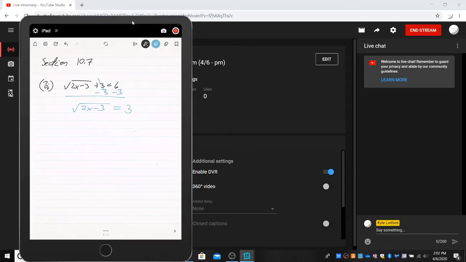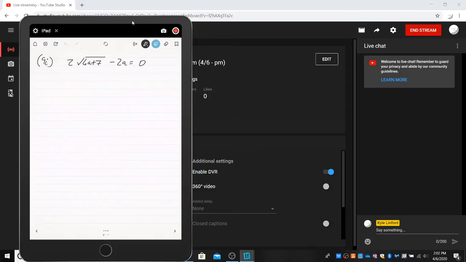Now that we've isolated the radical, we have to get rid of it. The way to get rid of the radical, the square root, is to square both sides. The only way to get rid of a radical is to raise both sides to the power. So instead of a square root, let's square everything. We end up with 2x minus 3, and that's equal to 9. When I squared both sides, I said raise it to the power that gets rid of the root. So if this was a cube root problem, I'd raise both sides to the third power. If this was a fourth root problem, I'd raise both sides to the fourth power, etc.